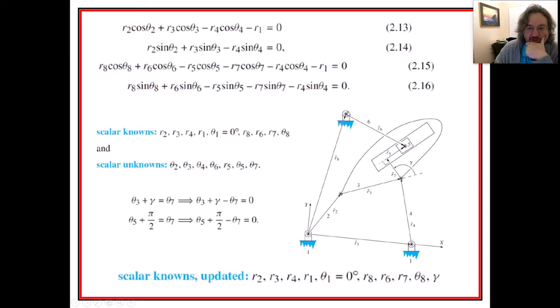But now in addition, we have the angle of 6, which is unknown, the distance of 5, also the angle of 5, so we can move about this way right here, and the angle at 7. As I mentioned, we've established that the angle at 5 is perpendicular to 7, so there's an additional equation. Then the angle at 3 and 7 are related by this gamma. So there are 6 equations, and 6 unknowns as soon as we have theta 2 as an input.